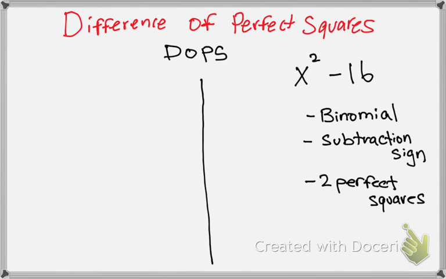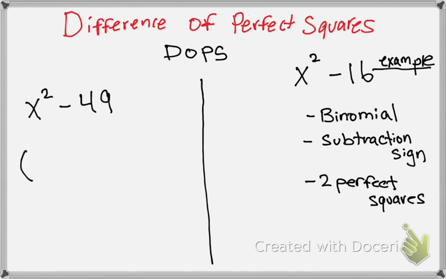Okay. So here's my example. Let me just write example. Okay. Here's our example. Alrighty. So you may see something like this. This is a DOPS problem. I know I'm going to use DOPS factoring because I have a binomial, check, two terms. I have a subtraction sign, and then I have two perfect squares. So I can then just quickly go ahead and factor this.